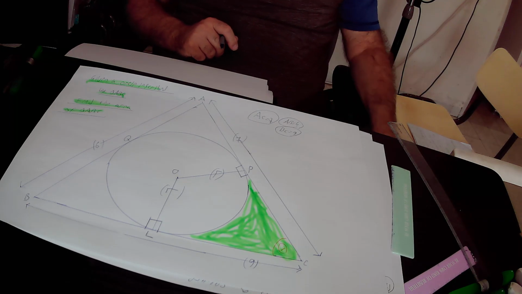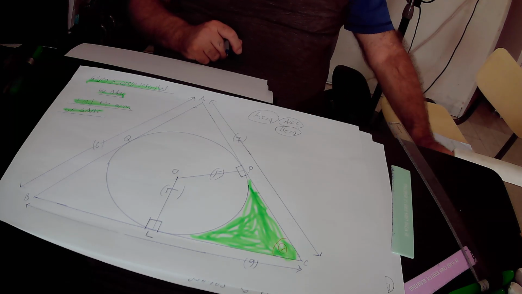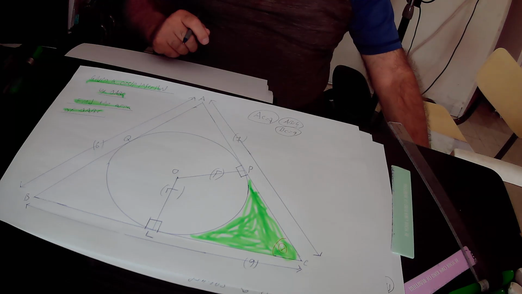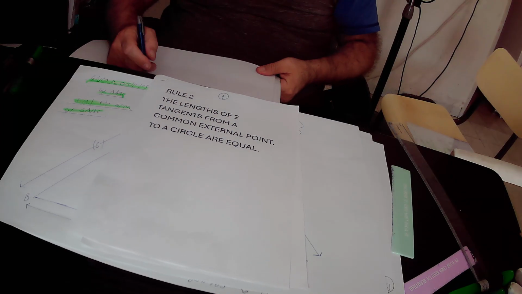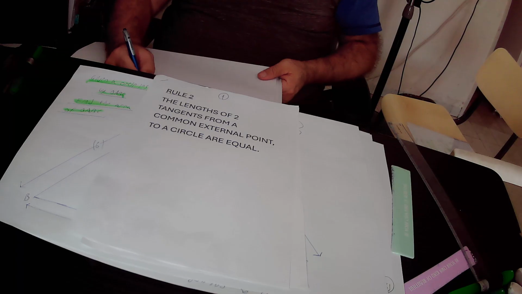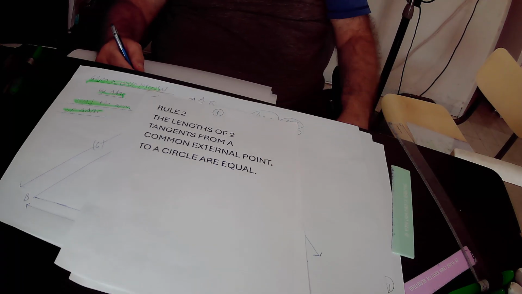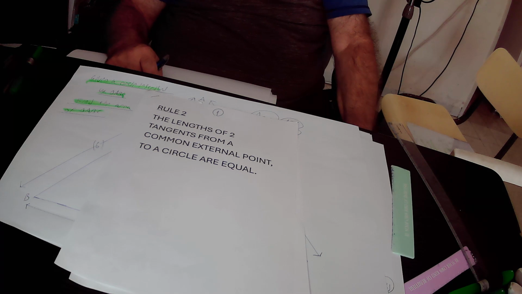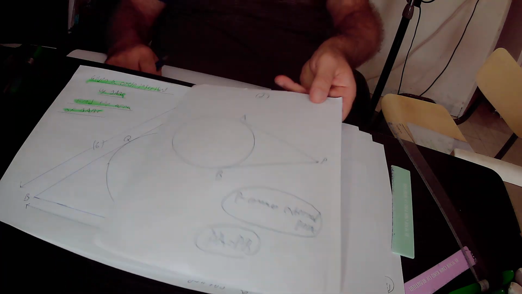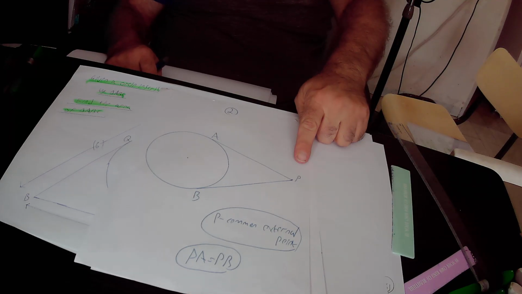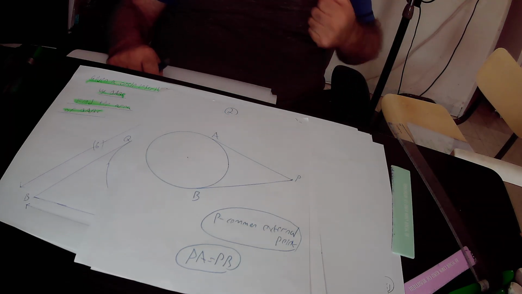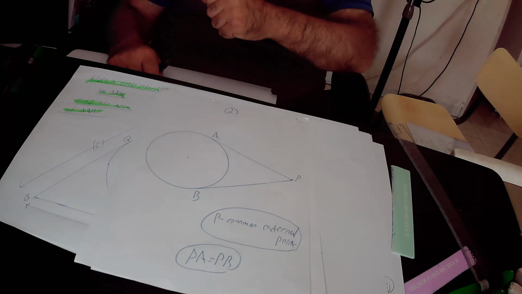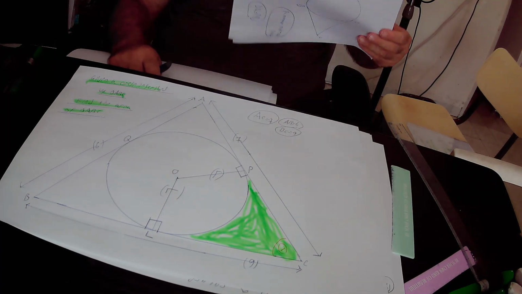In the next step, we will implement rule 2 in our drawing. According to rule 2, the lengths of two tangents from a common external point to a circle are equal. In the drawing, this is the common external point, point P. From the common external point P, we have two tangents to this circle, tangent PA and tangent PB. According to rule 2, they are equal to each other. That is to say, PA equals PB. We can implement rule 2 in our drawing.